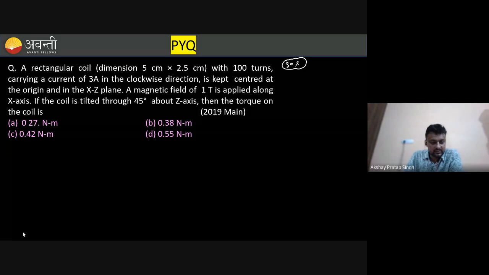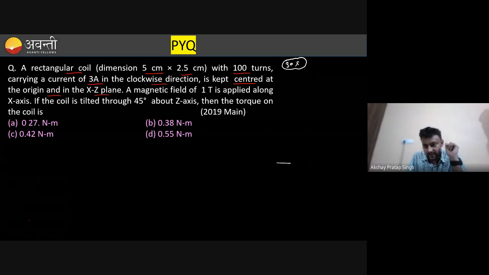The question says there is a rectangular coil, dimensions given as 5 and 2.5 centimeter. There are 100 turns in it. It has 3 ampere current in the clockwise direction and is kept centered at the origin in the XZ plane. So first thing is that we have to draw a plane. That is, it is placed in the XZ plane.